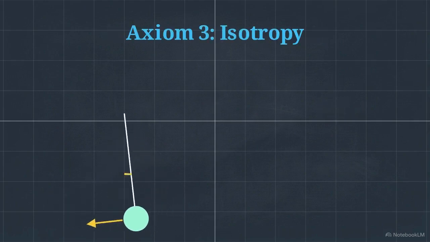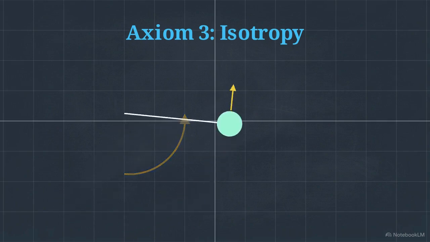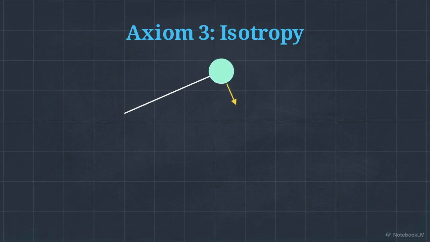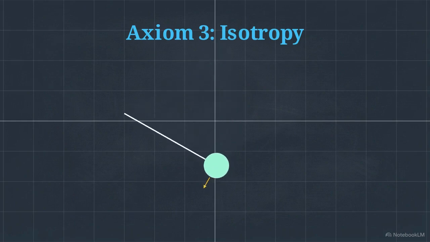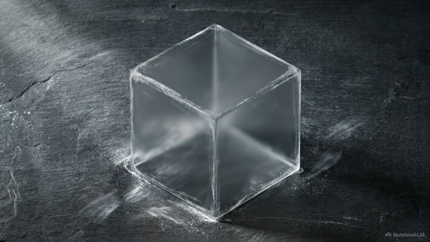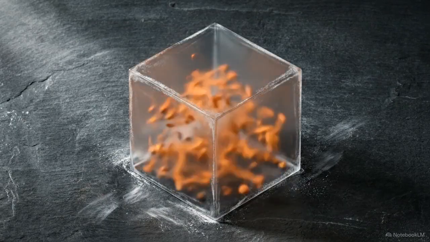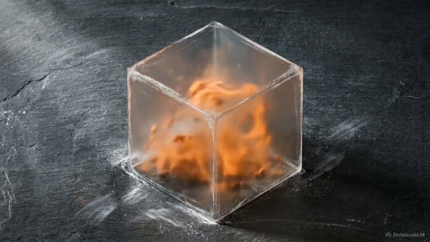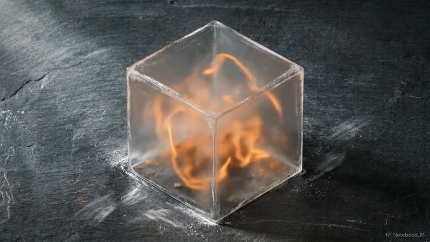The third axiom is isotropy. Space is rotationally invariant. The background has no preferred up or down. A physical interaction remains the same regardless of its orientation in the grid. Absolute space is a static, rigid container. It dictates the geometry of movement while remaining completely unaffected by the contents moving within it.